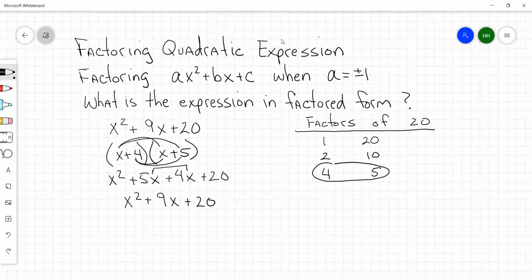That was fun, wasn't it? Good. I love factoring.